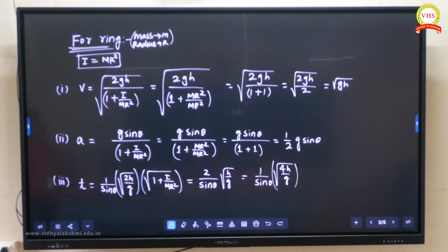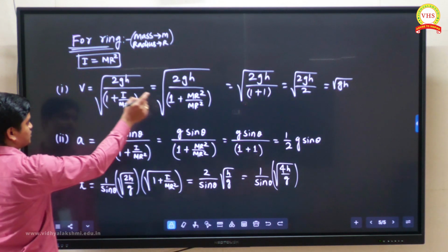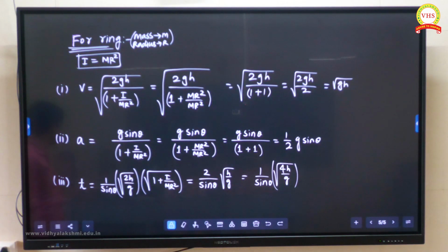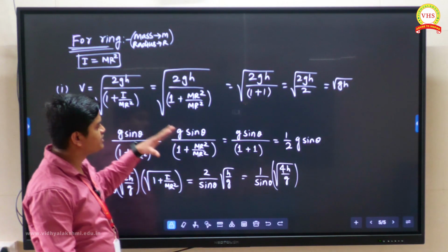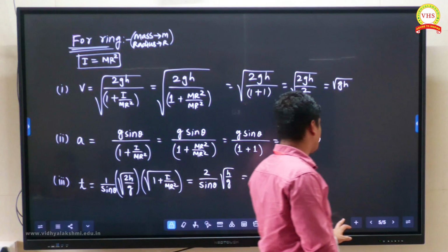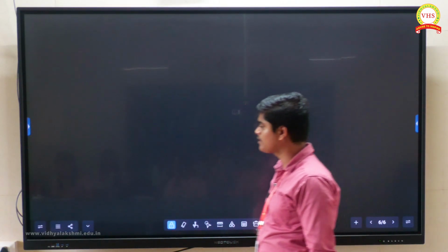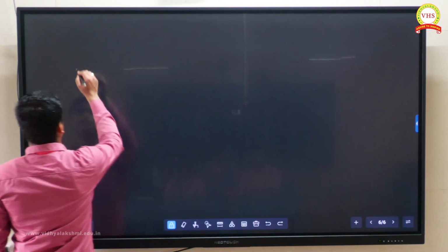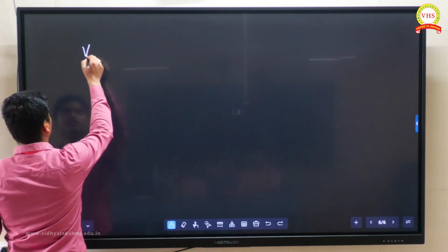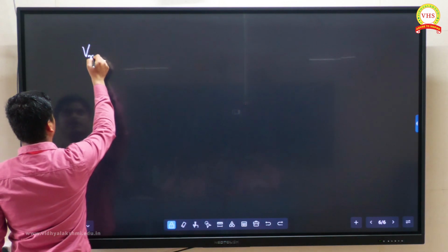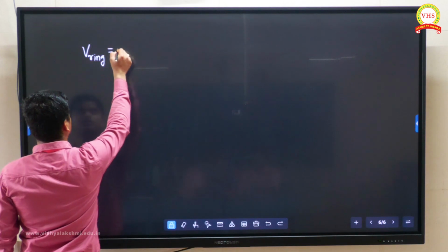But here I want to check only for velocity. Let's see. This is for ring, velocity is coming this much. For ring how much is coming? Now for ring it is coming root under gh, right? So the same way, let's see what velocity is coming for other objects. First take ring, suppose I am writing for ring. For ring how much did I get?